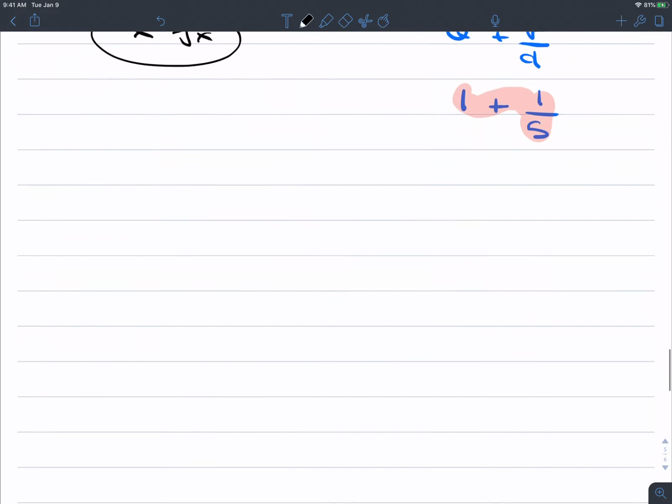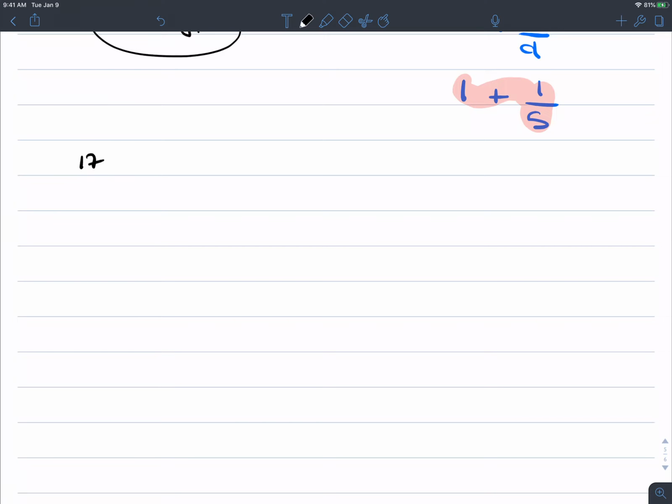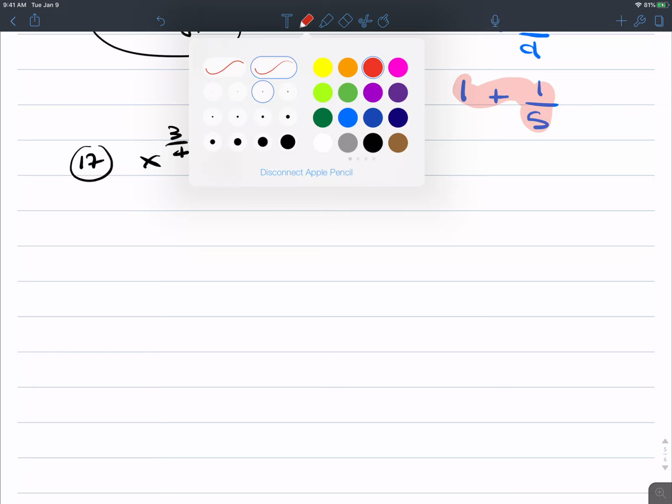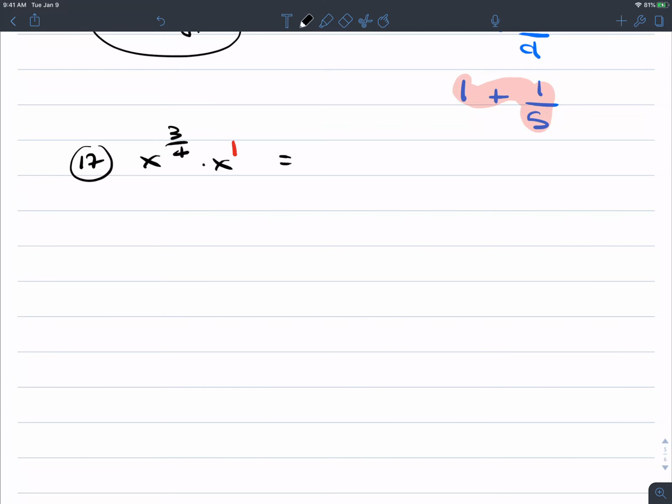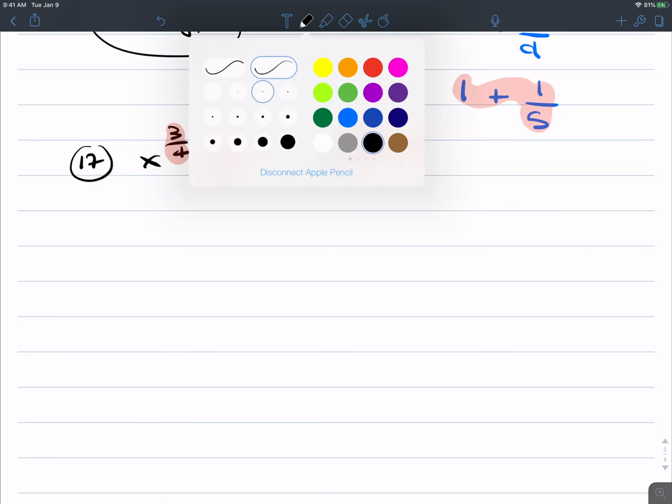Number 15. Number 17, x to the 3/4 times x, and then again that's x to the what? First power. So that'll give you x to the 3/4 plus 1, because when we multiply exponentials with different powers or the same, we simply add the powers, right? So here's our work.